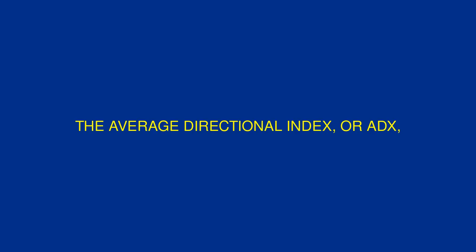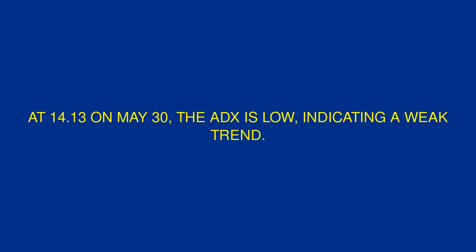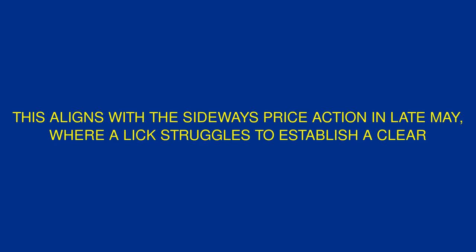The average directional index, or ADX, measures trend strength over 14 days. At 14.13 on May 30, the ADX is low, indicating a weak trend. This aligns with the sideways price action in late May, where ELIQQ struggles to establish a clear direction. Earlier, on July 12, 2024, the ADX peaked at 68.35 during a volatile period, showing a strong bearish trend. The current low ADX suggests the stock is in a consolidation phase, potentially awaiting a catalyst.